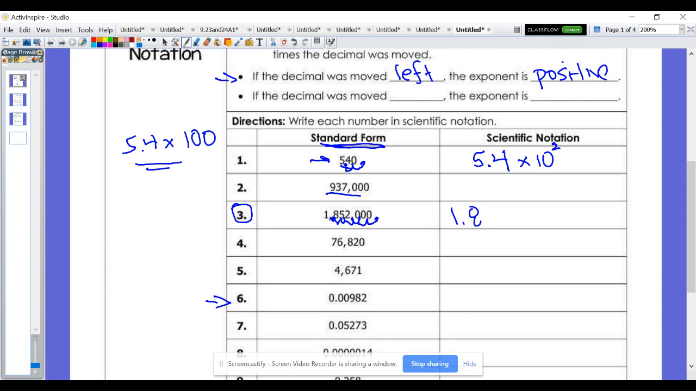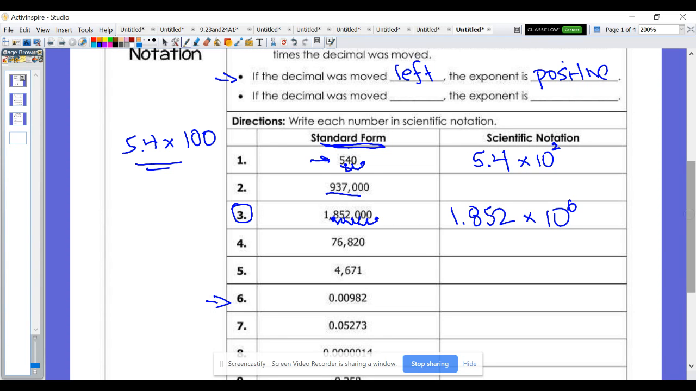That number is 1.852 times 10, and now I got to figure out how many times I moved the decimal point, where I started here, and I went over 1, 2, 3, 4, 5, 6 times. So that's going to be 1.852 times 10 to the 6.